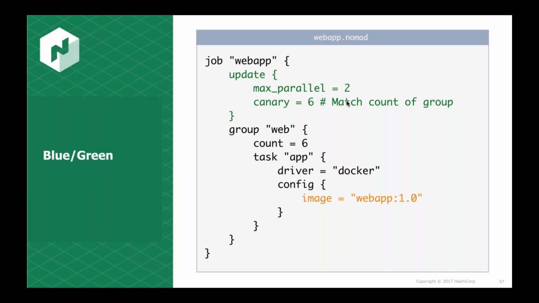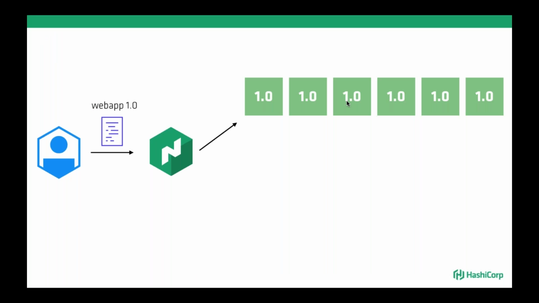The final strategy is blue-green. And to do blue-green, we actually use the same canary command, but instead of just picking count 1 for our canary, we actually match this canary size to the entire web group. So here we actually had 6 instances of web. We match it and say we want a canary with all 6.